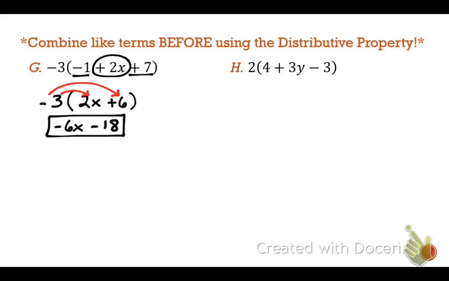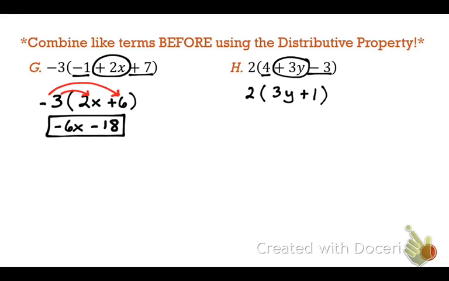Problem H. Is there anything that I need to combine inside my parentheses? 4 and negative 3. Let's underline it, and then that 3y is here all by itself. So I'm going to drop down my number that's on the outside, and let's start with our variable term. What's the variable term? 3y. Let's bring that down. And now we're going to do 4 minus 3. What's 4 minus 3, guys? 1. Is that a positive 1 or a negative 1? Positive 1, because the 4 was bigger. Am I finished? No. What do I need to do?